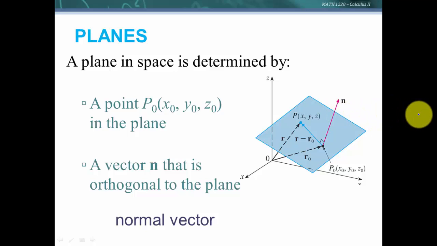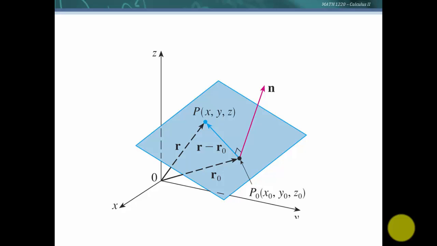So it's a way to define the plane. If we know a point on the plane and then we have this normal vector, we're going to be able to define it, as we will see. Let's look at this picture just a little bit closer. So we have our point P naught on the plane, and we have our normal vector n.